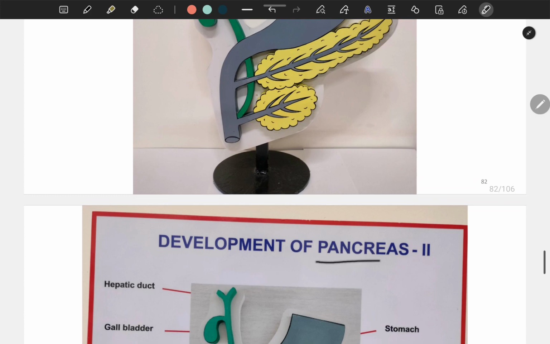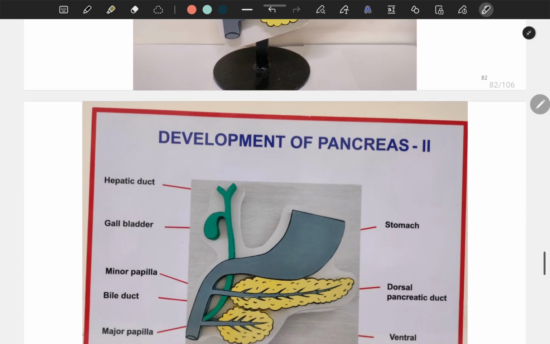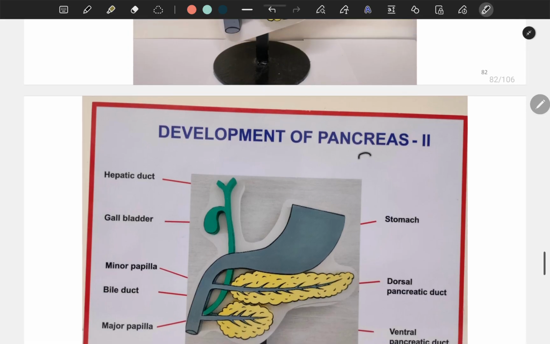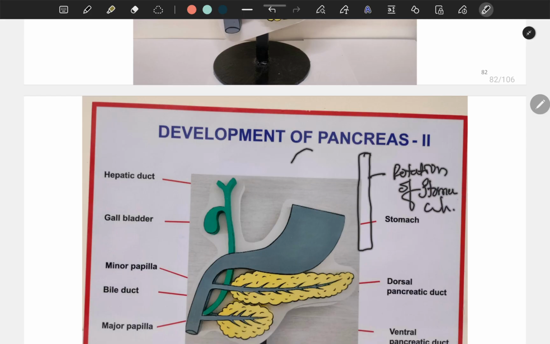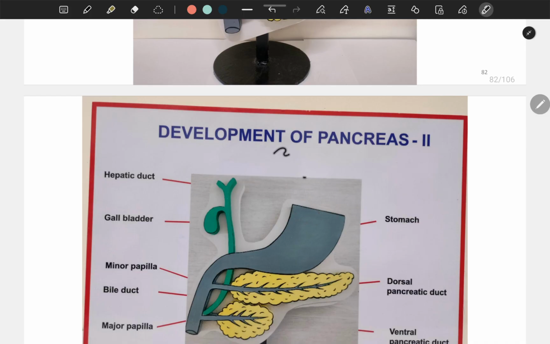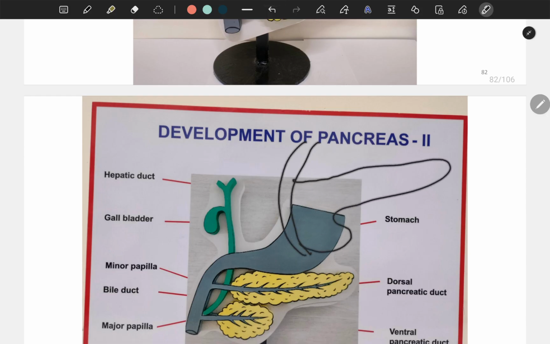Now development of pancreas, stage 2. As we saw above that there will be a straight, then after the rotation of stomach, here it will become C shape. Okay, it will become C shape. Now if it becomes C shape, here pancreas will come. So this is ventral bud. Ventral bud goes downward, and dorsal bud will be in the same position. Okay.